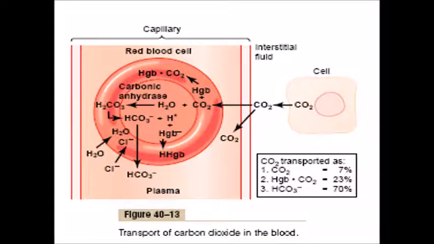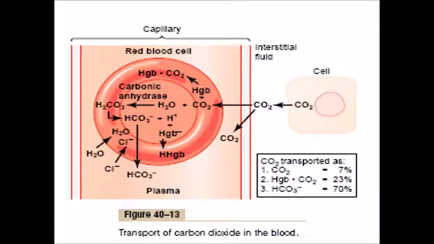Now inside the RBC you can see either it will react with the hemoglobin or with the water. When it reacts with the hemoglobin, it will produce carbaminohemoglobin and it will also contribute to transport of carbon dioxide. When the carbon dioxide reacts with the water, there is a crucial enzyme present in the RBC. It will make this reaction very fast, very rapid. So there will be production of carbonic acid, H2CO3.